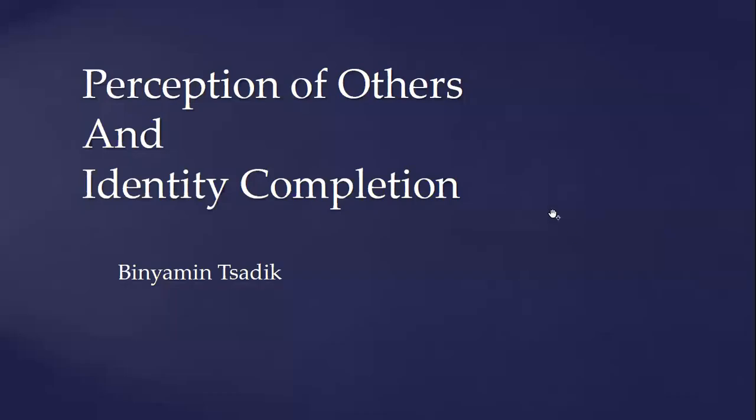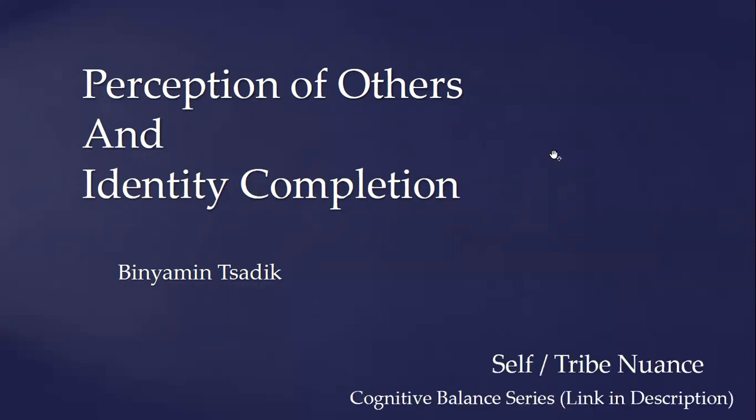Hi, everyone. Today I'm going to talk about two separate concepts that are kind of linked. The first one is perception of others, how we perceive others, and the other one is identity completion, the way that we complete our perception of our identity. And they're kind of linked, and I will show you that in a moment. But first, I would like to give you an overview. This is going to be about self and tribe, the nuance between self and tribe.